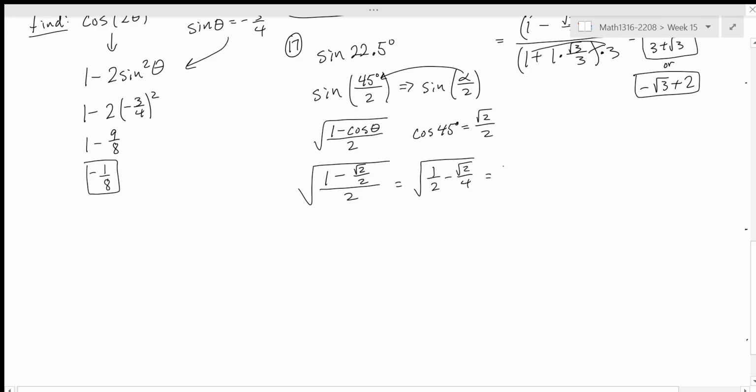And then, let's get a common denominator. Times by 2, times by 2. That's going to be the square root of 2 minus the square root of 2, all over the square root of 4, which is 2. There we go.